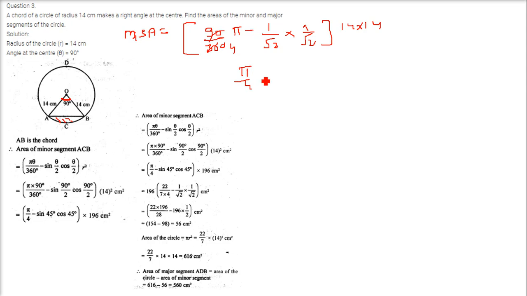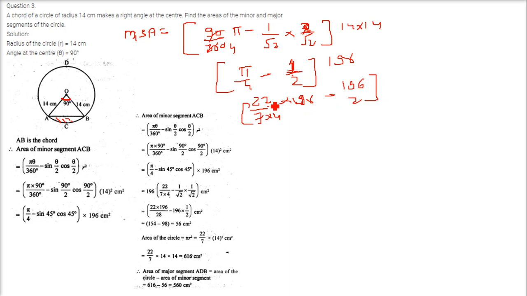This is our first one. So what do we get? 90 by 360 is 1 by 4, so you get pi by 4 minus, this is 1 by root 2 and 1 by root 2, so 1 by 2. And you have 14 into 14, that is 196. So pi can be written as 22 by 7, 4 will be here, bring 196 inside. Then you have 196 by 2. So what do you get? This has 154, this has 98, so 154 minus 98 is 56. Now this is the area of this smaller segment.